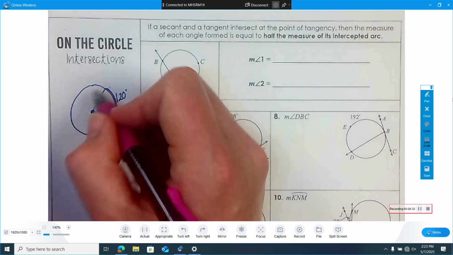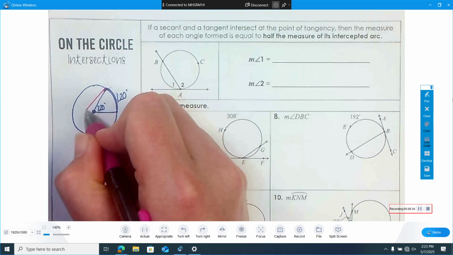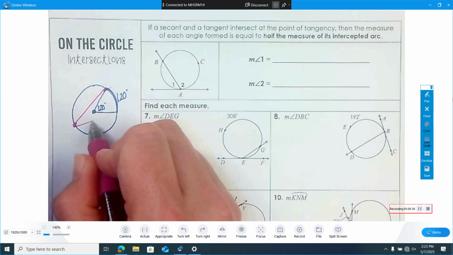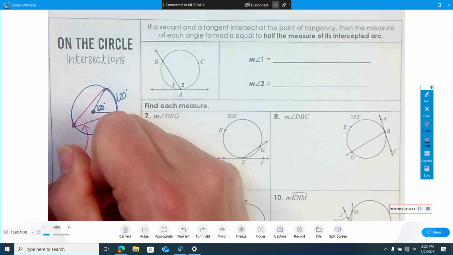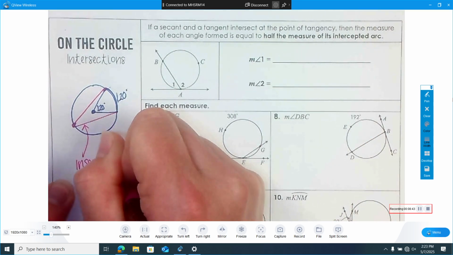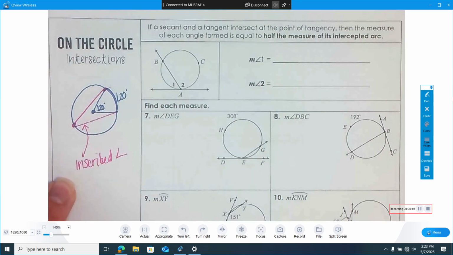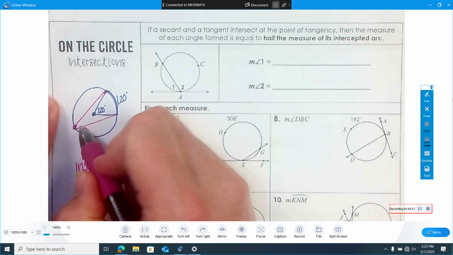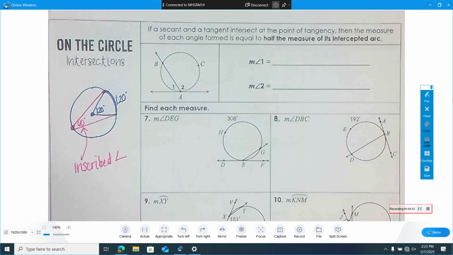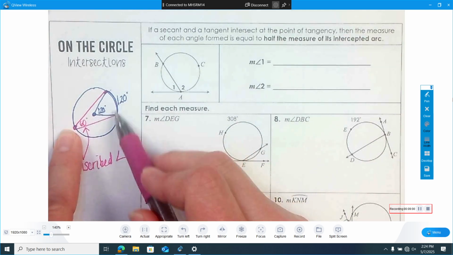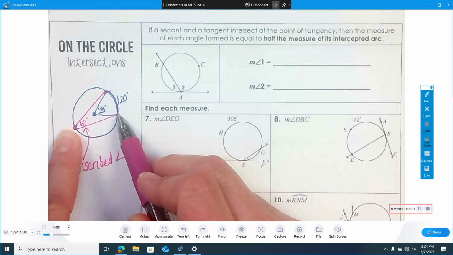All right. But if I have an angle whose vertex is on the circle, what kind of angle is that called? Inscribed angle. That's an inscribed angle. What's the measure of the inscribed angle? 60. Okay. So even though my picture is clearly not to scale, it's just a good reminder that an inscribed angle is half the arc measure.